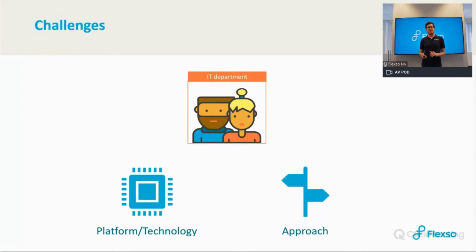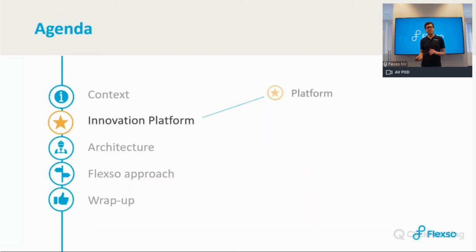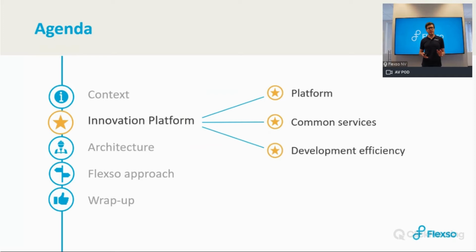And both will be explained as we talk about the SAP Cloud Platform, our innovation platform at first, and then afterwards the Flexso Approach. So let's first start with the platform and technology part, so the cloud platform. I've split this up into 3 parts just to provide some structure. I'll explain in short the cloud platform itself and why we need it.